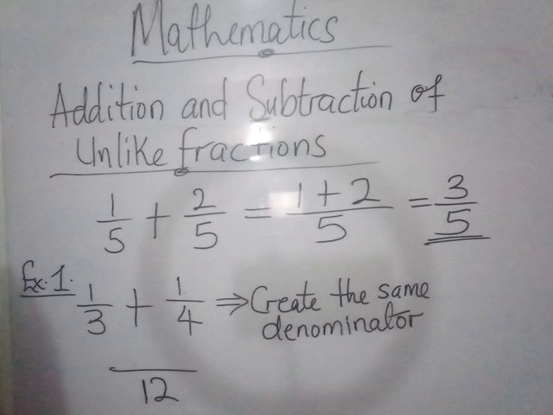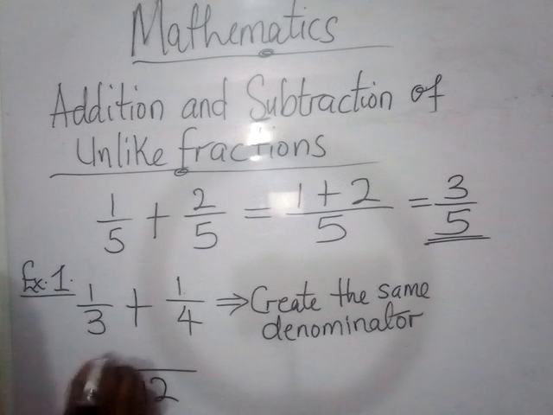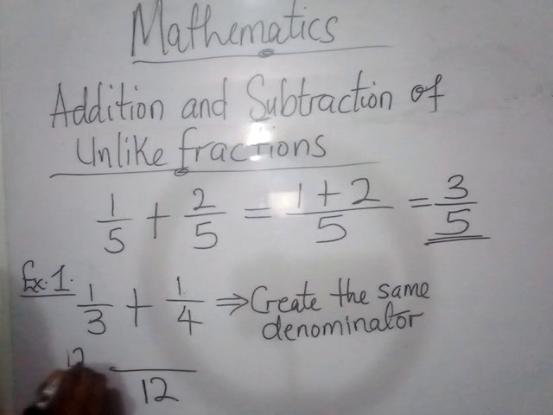So here is how it will now go. You have 12 divided by 3 is 4. 4 times 1 is 4. So you do 12 divided by 3.